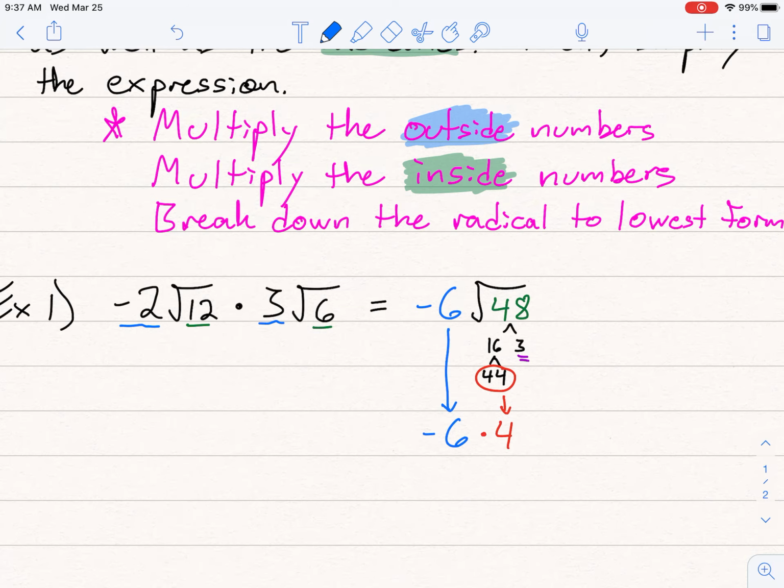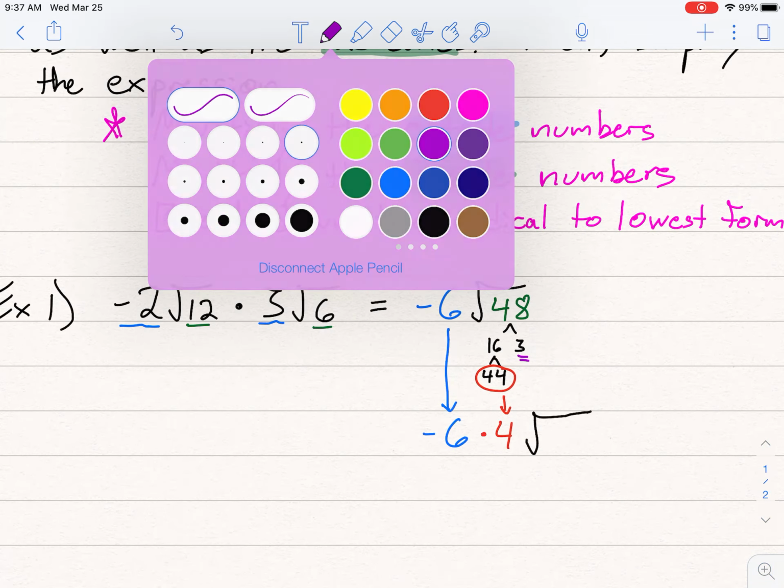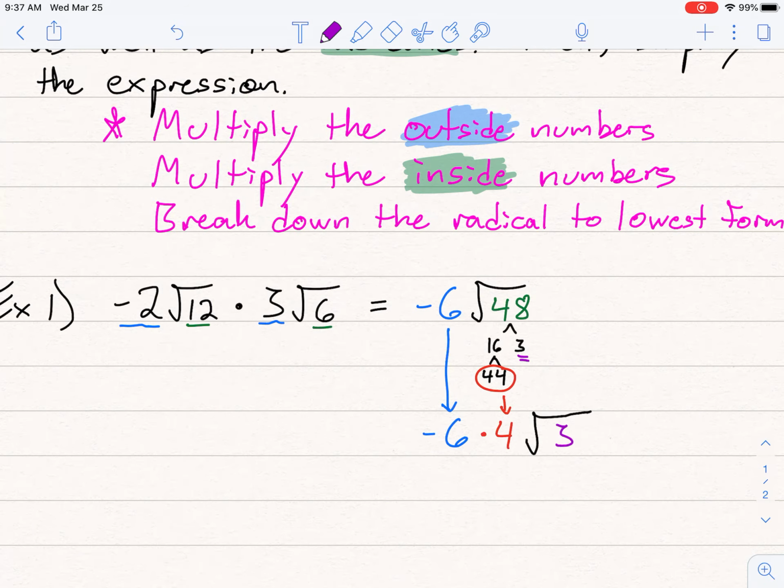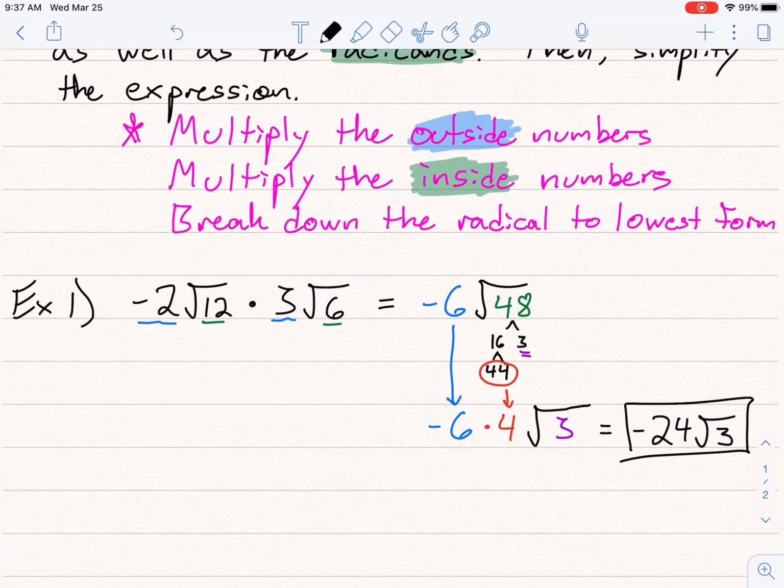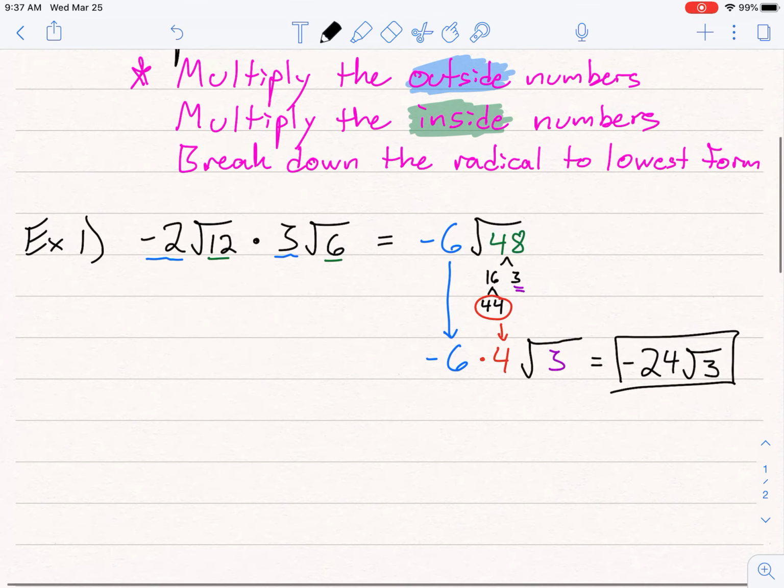And then I'll go back. This negative 6 comes out. And then what's left over stays inside the radical, so square root 3. So we get a final answer of negative 24 square root of 3. So that would be your expression simplified. That's just taking two monomials and multiplying them together.